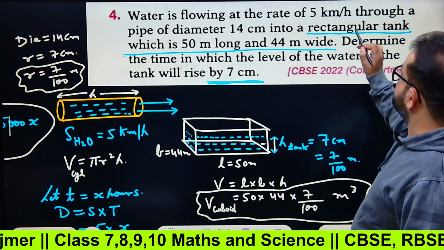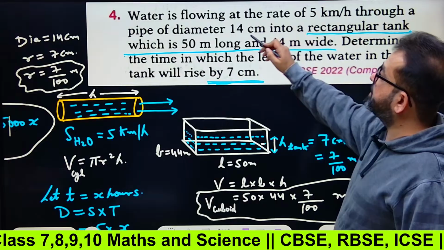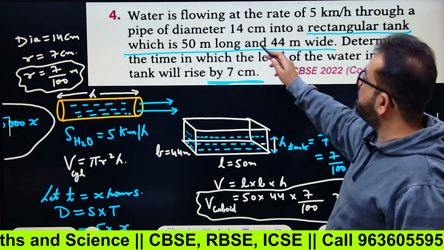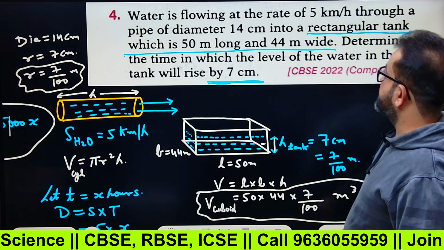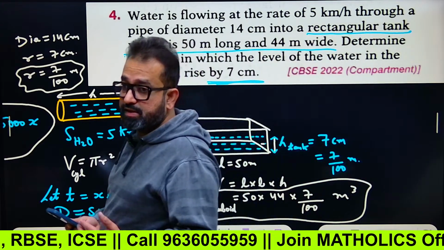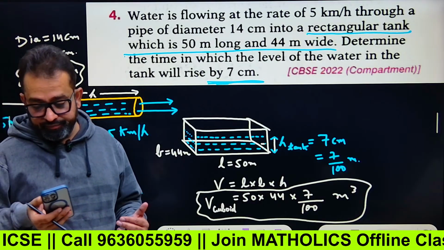Water is flowing at the rate of 5 km per hour through a pipe of diameter 14 centimeter into a rectangular tank which is 50-meter long and 44-meter wide. Determine the time in which the level of the water in the tank will rise by 7 centimeters. Now, how to solve this? Just see.